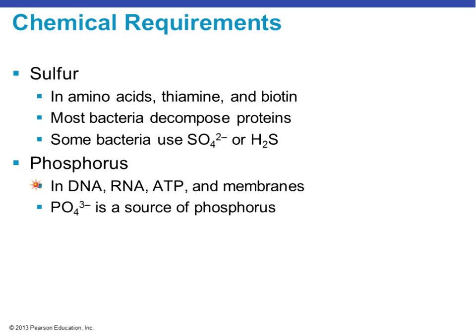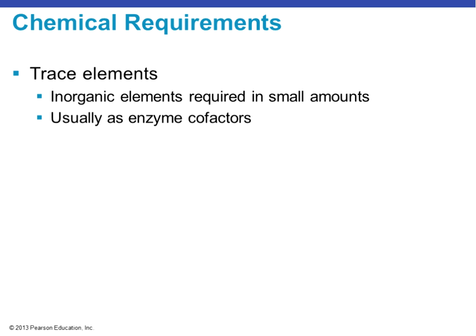Phosphorus we find in DNA, RNA, and ATP. DNA, RNA, and ATP are all considered nucleic acids. We also find phosphorus in the membranes, and we find it in the form of phosphate, or PO4-, in these membranes as a major source of phosphorus. So bacteria can use phosphates and break them down and rearrange them, putting them in various different configurations for the DNA, the RNA, or the phospholipid bilayer. The hydrophilic head of the phospholipid bilayer specifically.